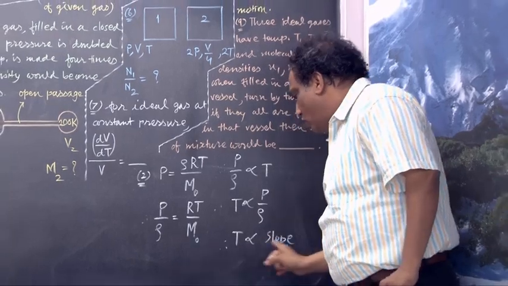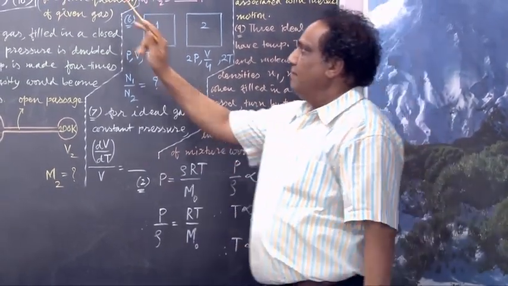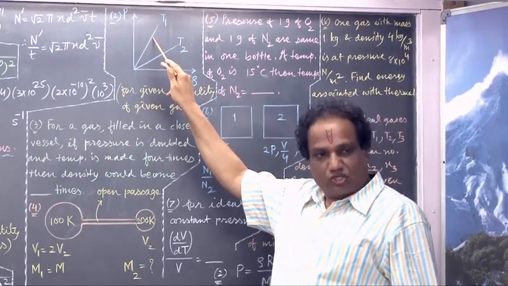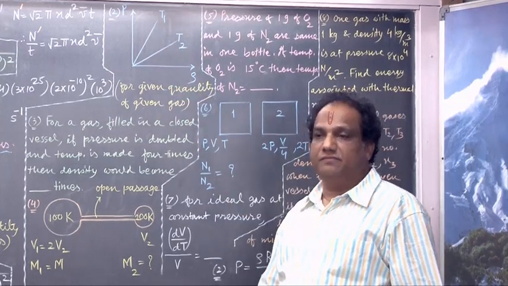So greater is the slope, greater is the temperature. Compared to this graph, for this graph slope is more. So this temperature must be greater. T1 greater than T2.